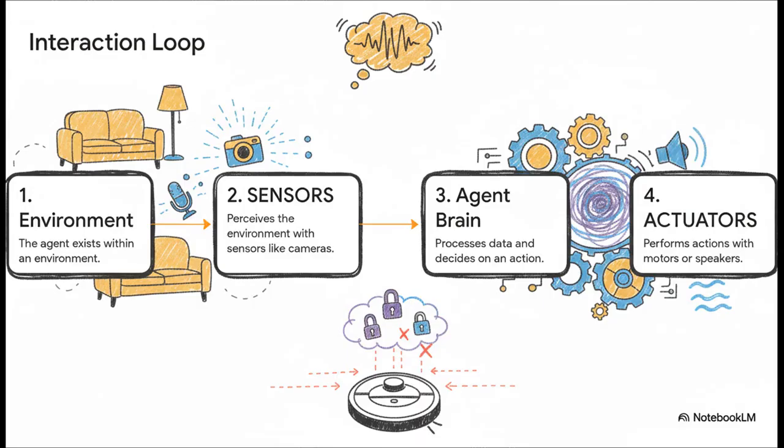And this whole process is a cycle that just keeps repeating. The agent uses its sensors, things like cameras or bump detectors, to figure out what's going on in the environment. That info gets sent to the agent's brain, which is just the program that decides what to do next. And then it uses its actuators, like its wheels or its vacuum motor, to actually perform that action. That action changes the environment, and boom, the loop starts all over again. It's simple, elegant, and incredibly powerful.